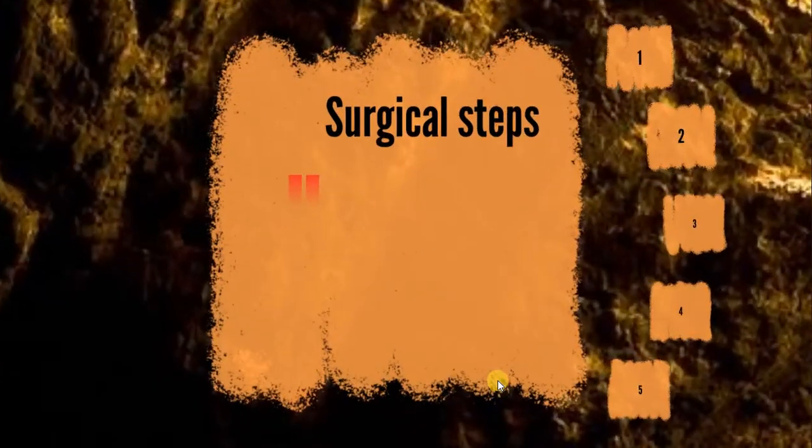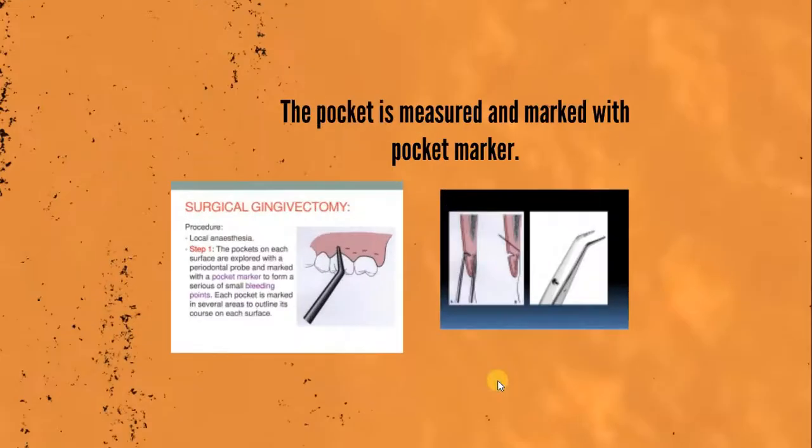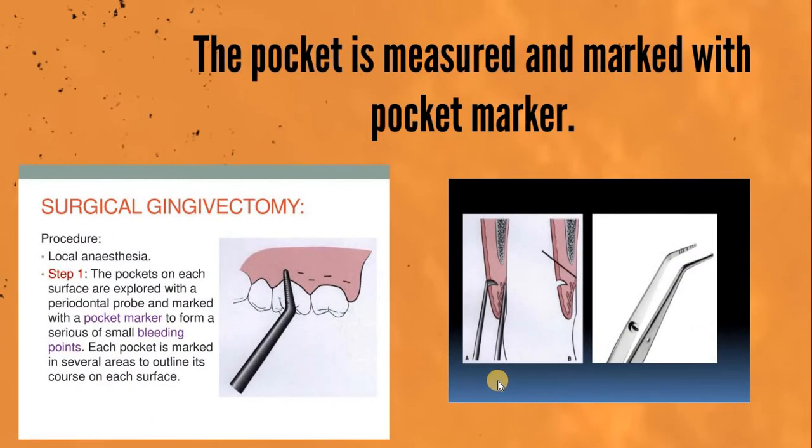Surgical steps. Simply, the surgical steps. First is the marking process. After you anesthetize the area, you should mark the pocket by a pocket marker or a periodontal probe or anything, making a marking of the area to be excised.